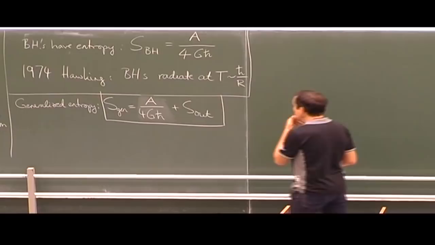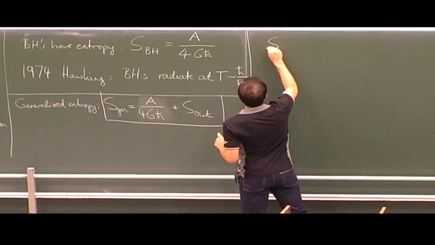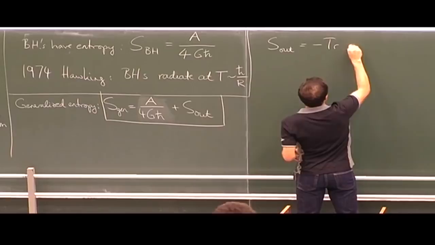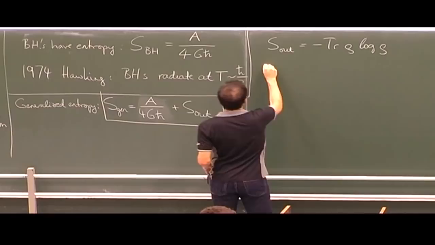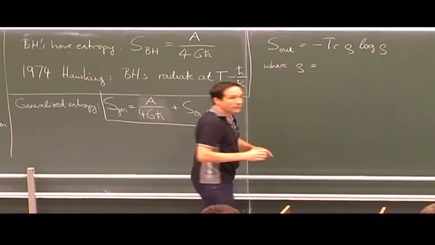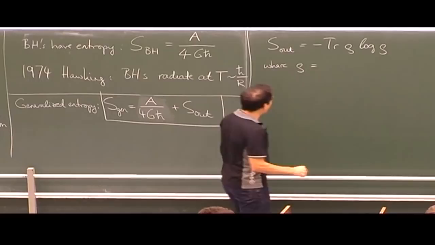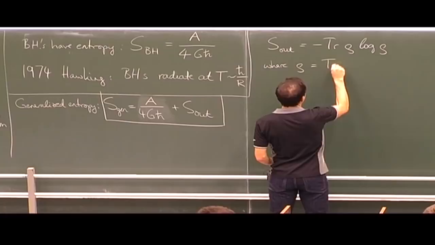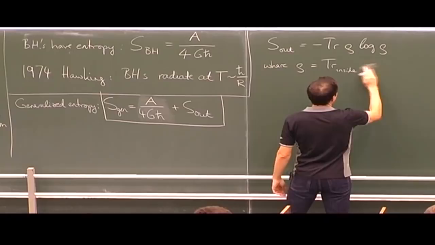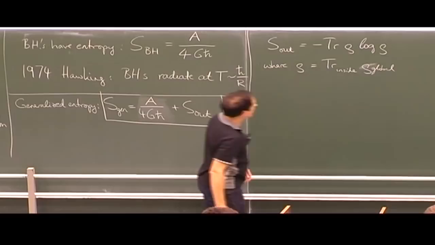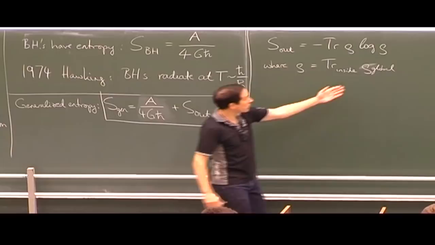So first of all, entropy, just as I think Kyriakos had the formula on the board, is defined as minus trace rho log rho, where rho is the state of the quantum fields outside of the black hole. What do I mean by that? Well, you have some global state, let's call it rho global, which describes the matter fields everywhere, inside and outside the black hole. This can be a pure state or a mixed state. I'm writing it more generally so that we can allow mixed states, but it doesn't really matter.